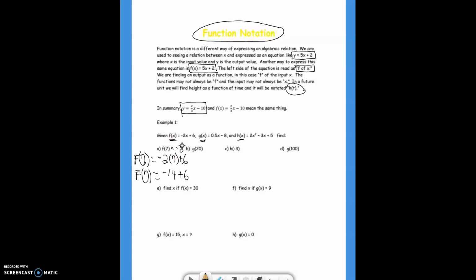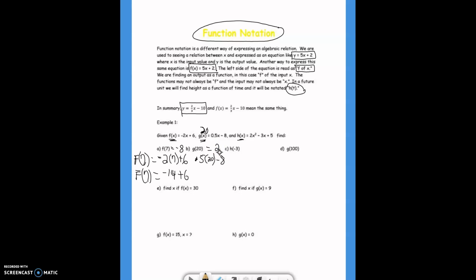G of 20 would mean that we're going to put 20 into that function. And let's find out what it is. So we're going to do G of 20 means we're going to do 0.5 times 20 minus 8. Okay. So 0.5 times 20 minus 8 is going to give me 2. So G of 20 equals 2.